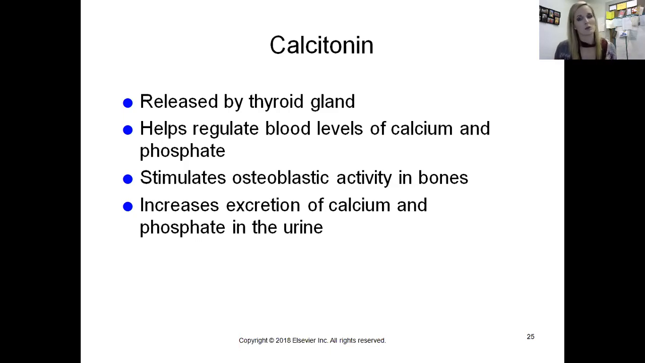But what we will store in our bone tissue. So that's what calcitonin does.